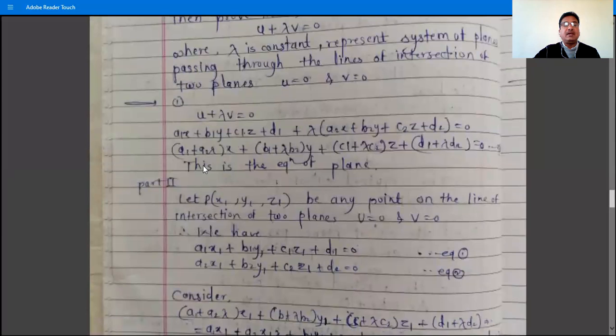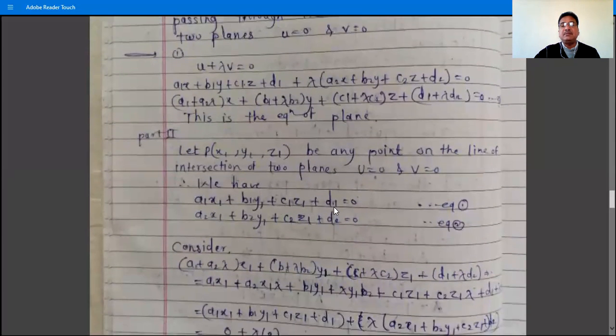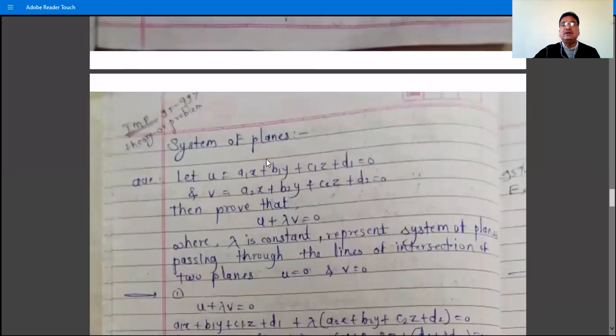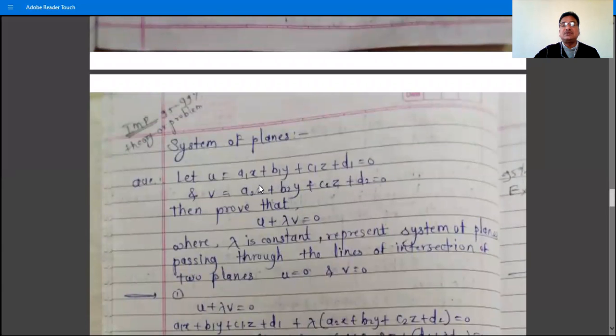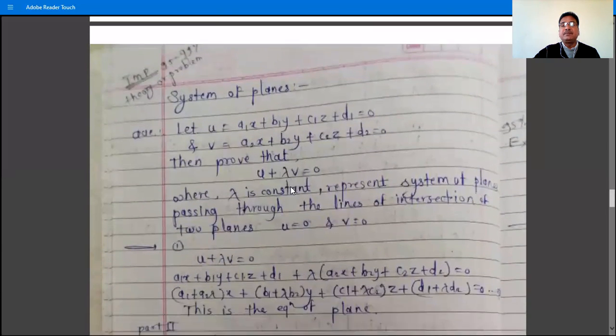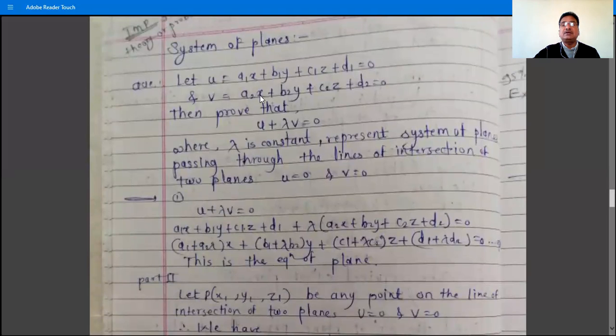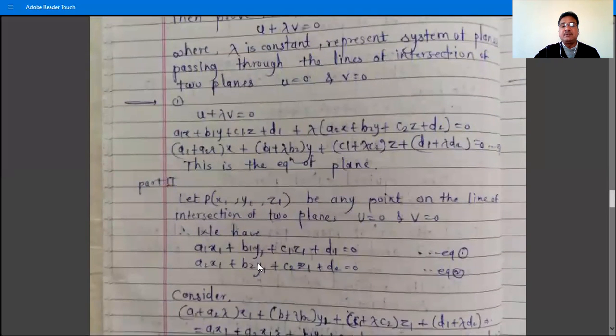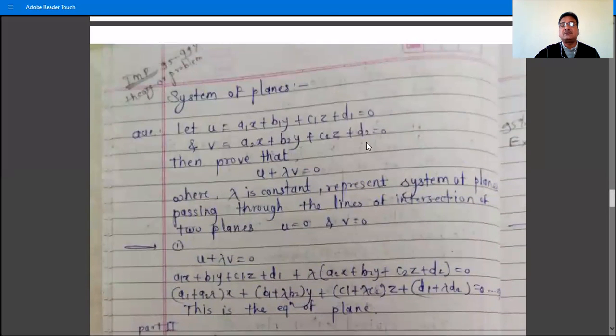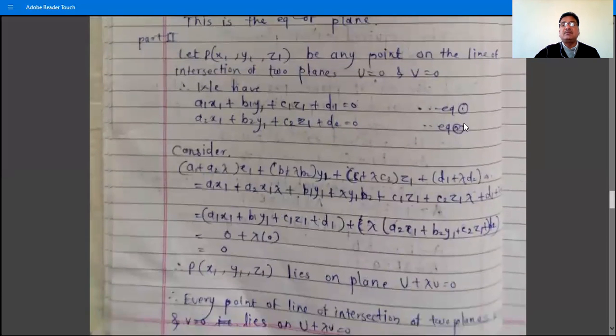That is, we have a1 x1 + b1 y1 + c1 z1 + d1 = 0, because P(x1, y1, z1) lies on the plane U = 0. Similarly, P lies on the plane V = 0. Therefore we have a2 x1 + b2 y1 + c2 z1 + d2 = 0. That is, this point also satisfies this equation, substituting x, y, z as x1, y1, z1. Okay, equations number 1 and 2.